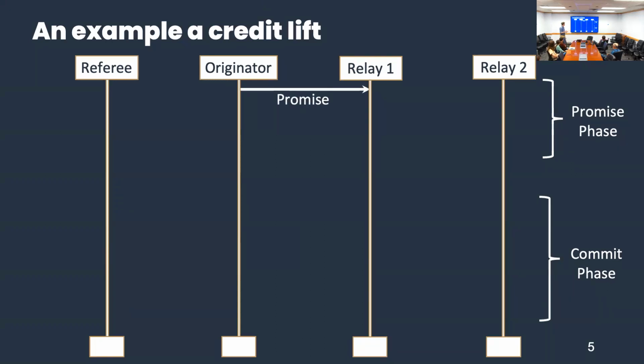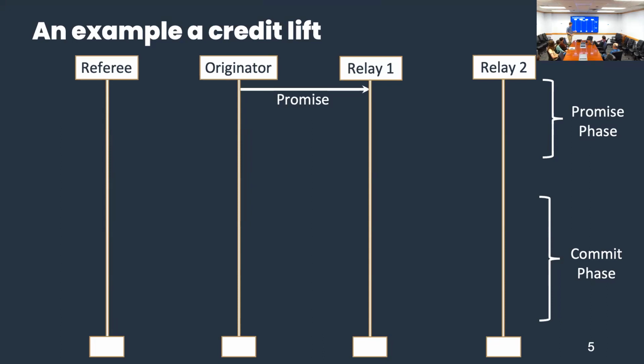So to start, the originator is going to send a promise to relay 1. This promise is essentially saying, if this promise goes all the way around and everyone agrees, I promise to forgive your debt, right? And in this promise, there are 3 pieces of critical data. There is the amount that's being forgiven. There is a timestamp, which is some future point in time that we say, if we haven't all agreed by this point, we're going to roll back and cancel this lift. And then there's a referee. And the referee is going to serve as the authoritative clock for deciding whether that timestamp has expired or not. It's also going to serve as a node that you can reach out to if you have questions about the status of the lift.